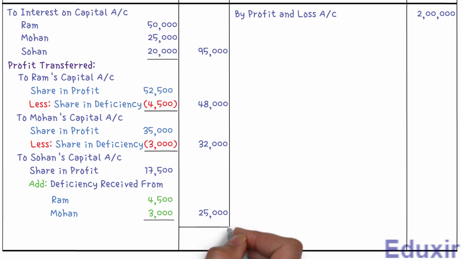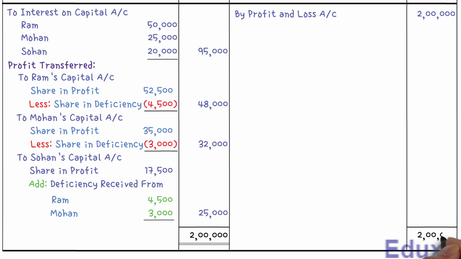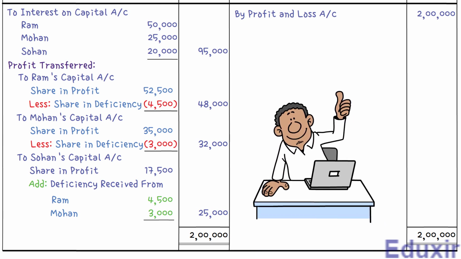Now, the total on the debit side of profit and loss appropriation account is 2 lakh rupees. Similarly, the total on the credit side of profit and loss appropriation account is also 2 lakh rupees. So, the profit and loss appropriation account is balanced. With that, we have come to the end of the solution to this problem.